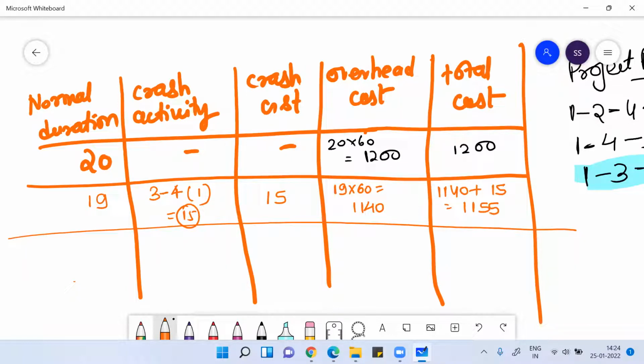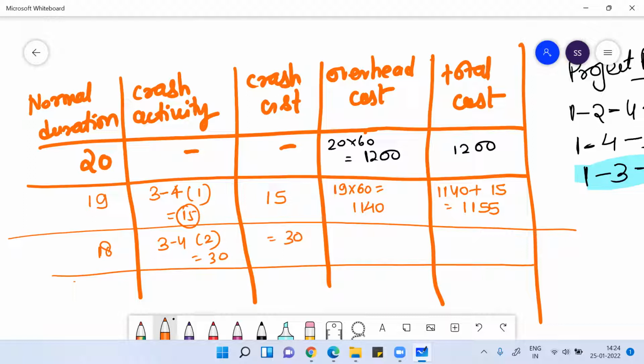Here we are only doing indirect cost; direct cost is not given. Then I can reduce it to 18 days. Again, by crashing 3 to 4 for 2 days, the cost will be 30 rupees. This will be 18 into 60, which is 1080. So now the cost will be 1080 plus 30, that will be 1110.